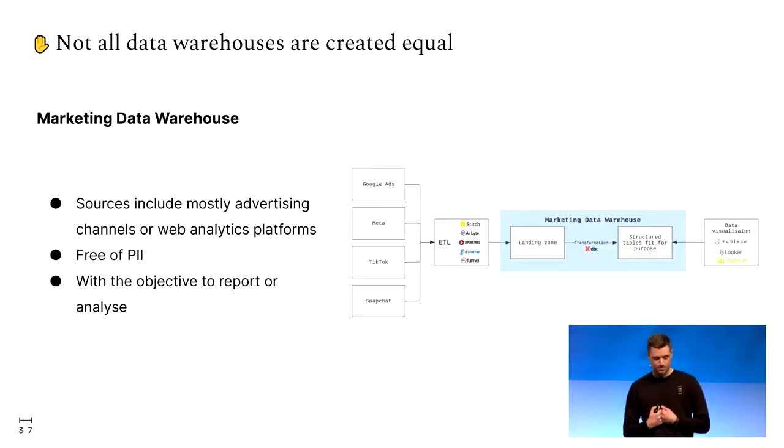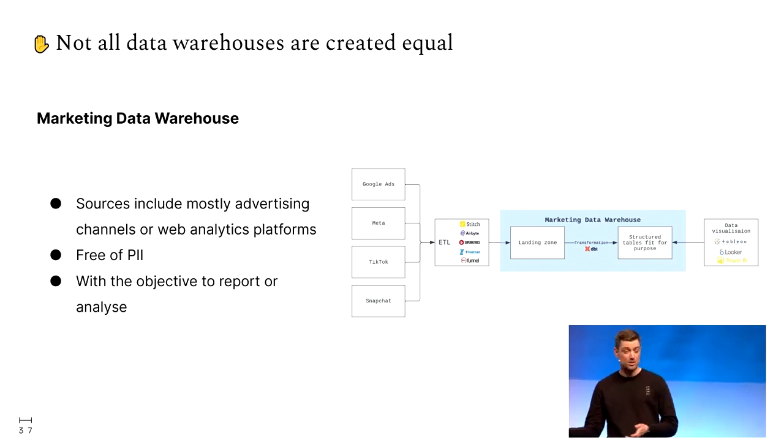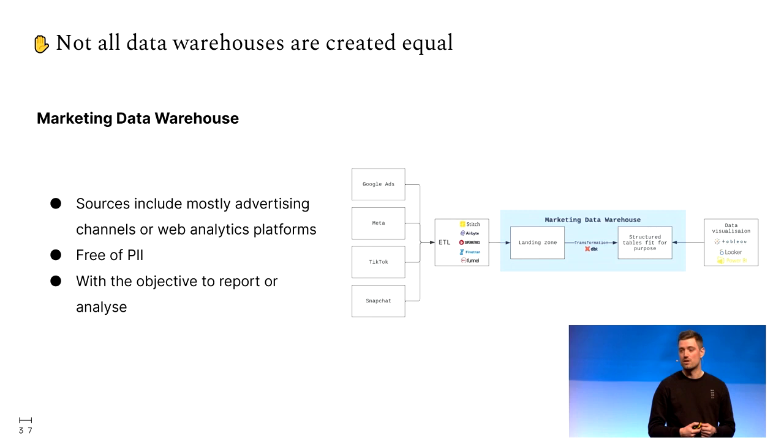What's the difference? In a marketing data warehouse setup, mostly the sources include advertising channels, sometimes a bit of behavioral data. Think of GA4 streams or stuff that gets directly streamed into your data warehouse. There's very little to no PII, and that PII would be anonymous IDs or user IDs or pseudo IDs, that type of stuff. And mostly the objective is to get some reporting done.